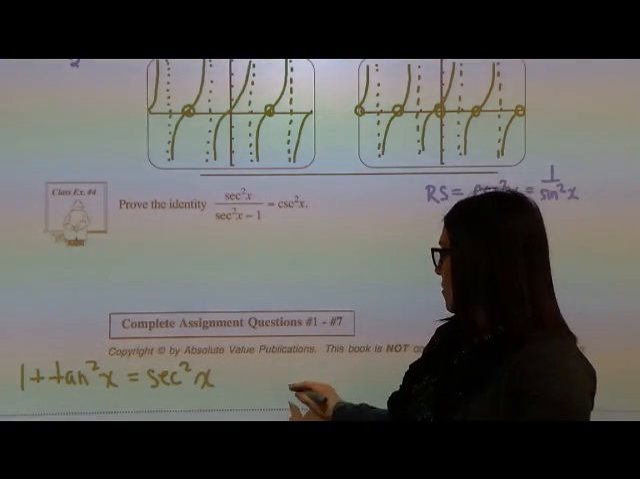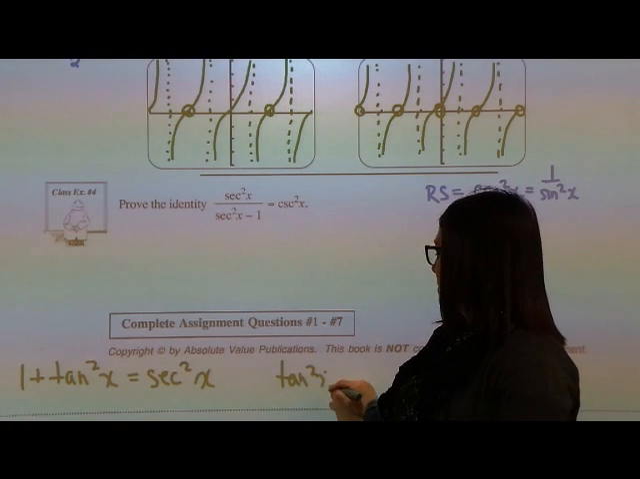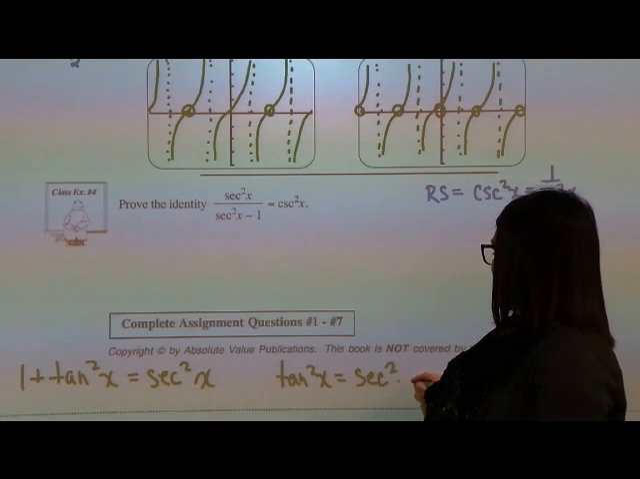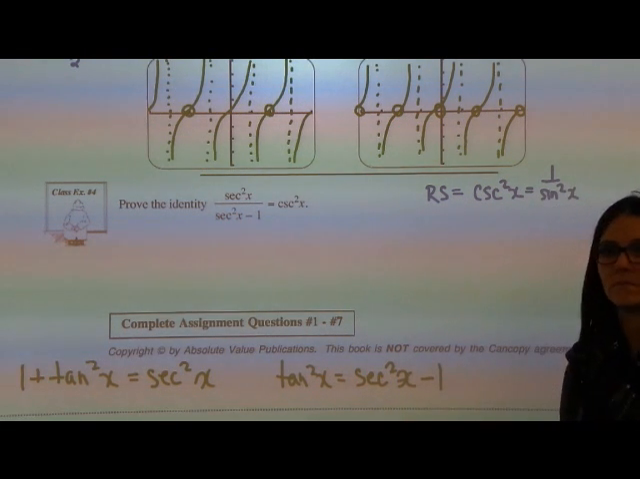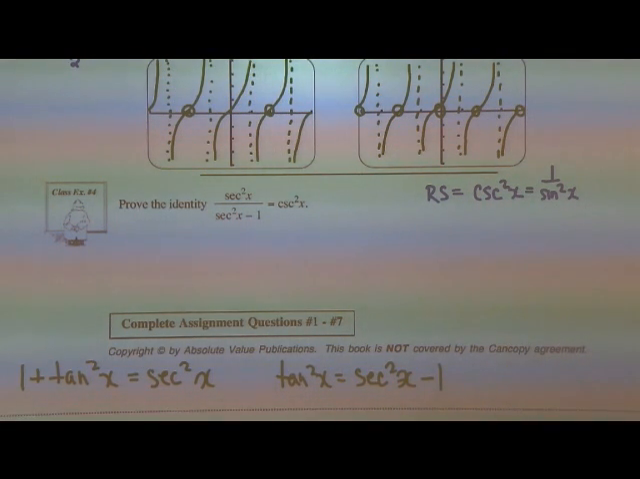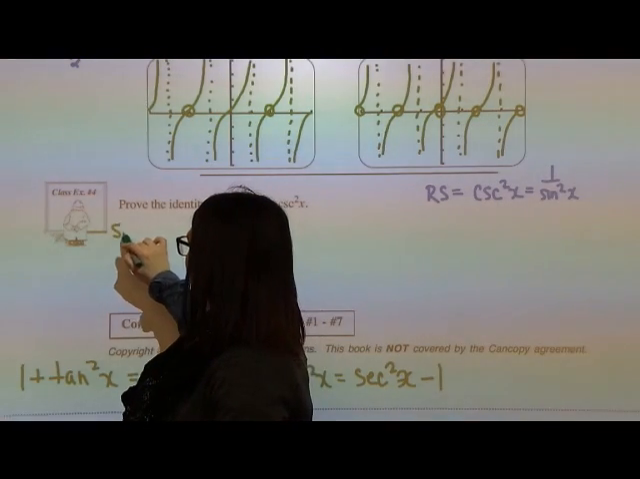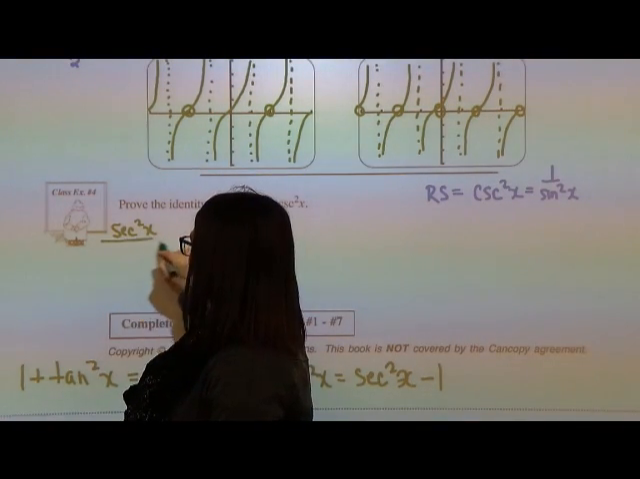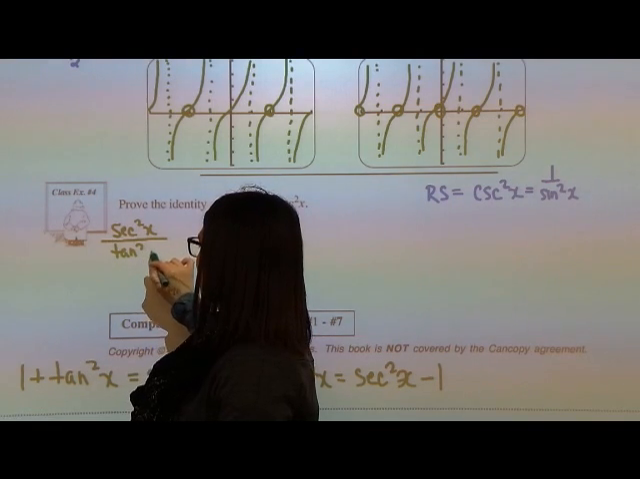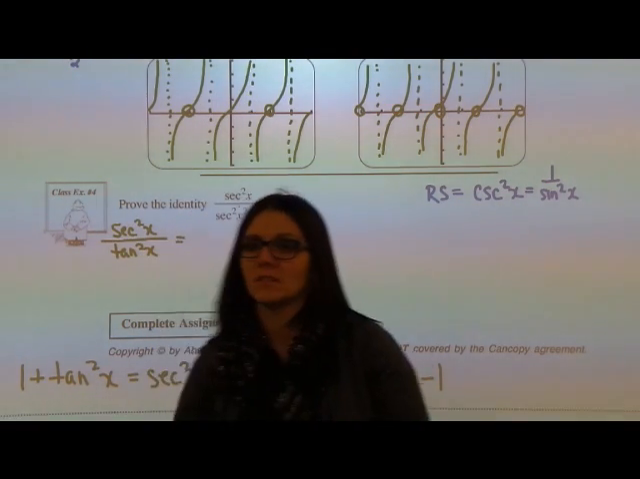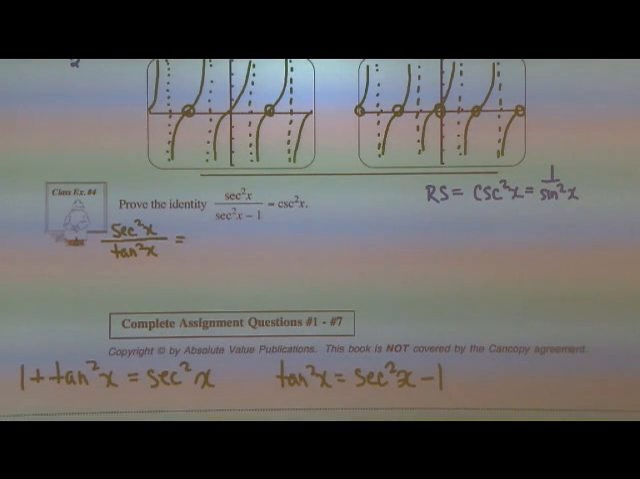Move the 1 over to the other side and what do you get? I get secant squared x minus 1 equals tan squared x. So I could replace the denominator with tan squared x. So I could rewrite this as secant squared x over tan squared x, which is going to be a lot simpler than rewriting secant squared x minus 1 as 1 over cos squared x minus 1 and then having to combine the fractions and going through all of those steps.